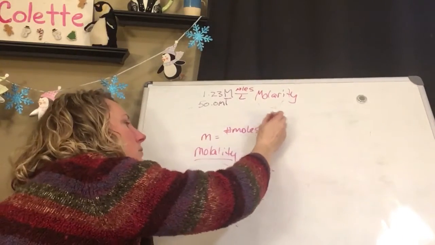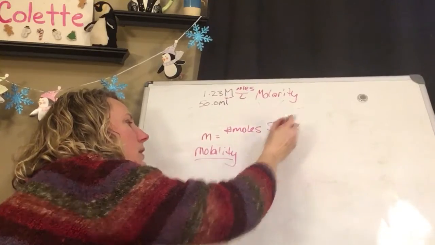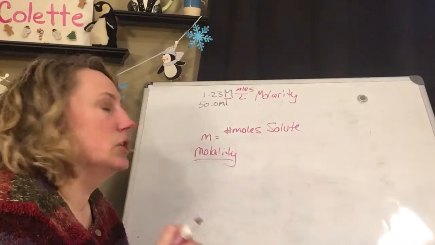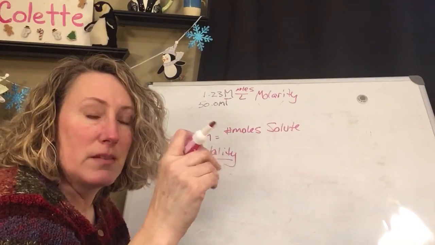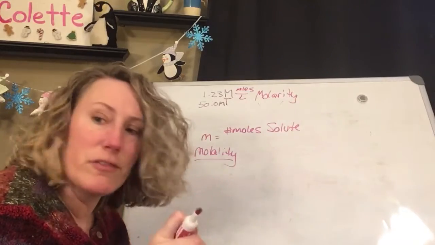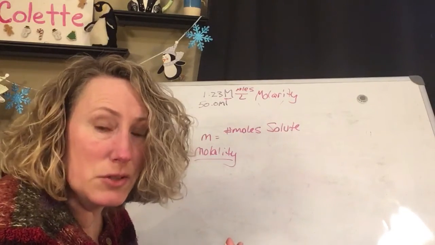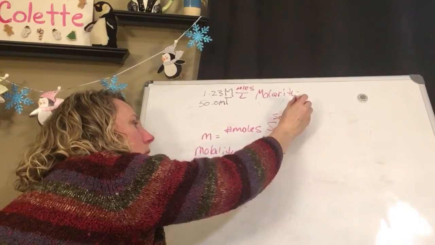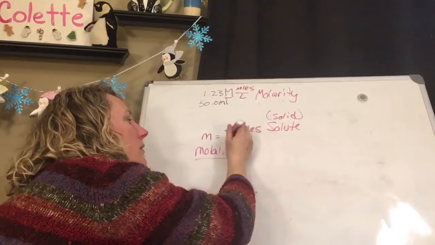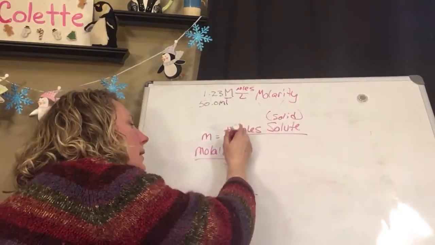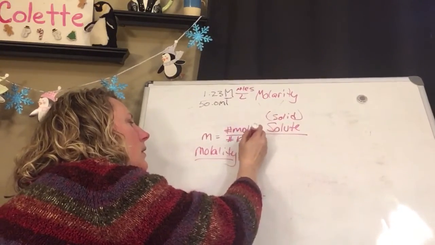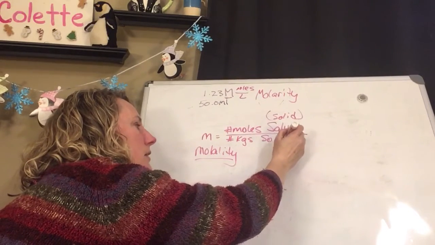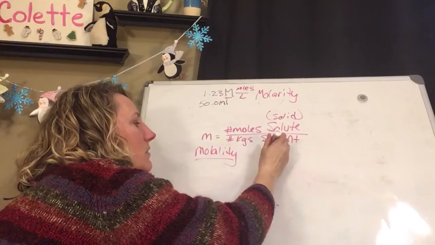of solute. Remember, we talked about a solute and a solvent last week. Your solute is going to be the solid that you dissolve into. Your solvent is going to be the liquid that it gets dissolved into. So this is going to be the solute, that's your solid, and divided by your kilograms of solvent. So that's going to be your liquid.